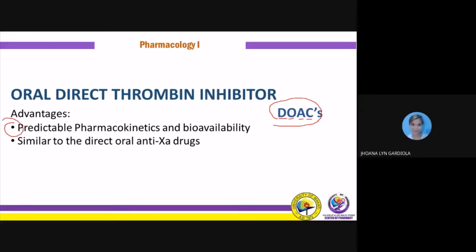And it has two advantages, which are the predictable pharmacokinetics and bioavailability, which allow for fixed dosing and predictable anticoagulant response and make routine coagulation monitoring unnecessary. And also, oral direct thrombin inhibitors are similar to the direct oral anti-Xa drugs, which means the rapid onset and offset of action of these agents allows for immediate anticoagulation.